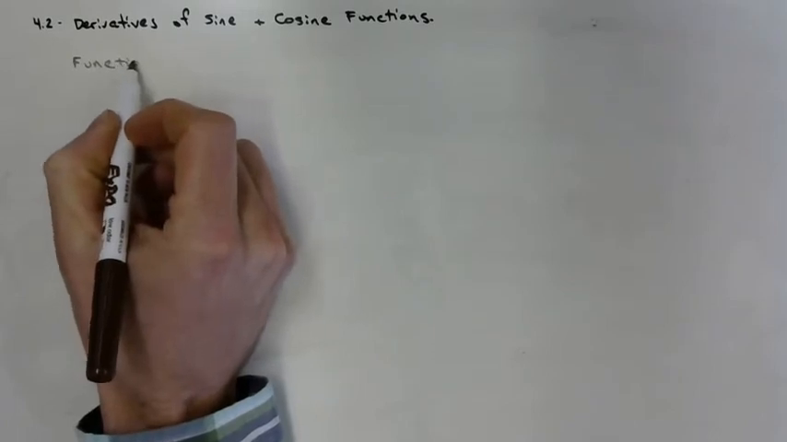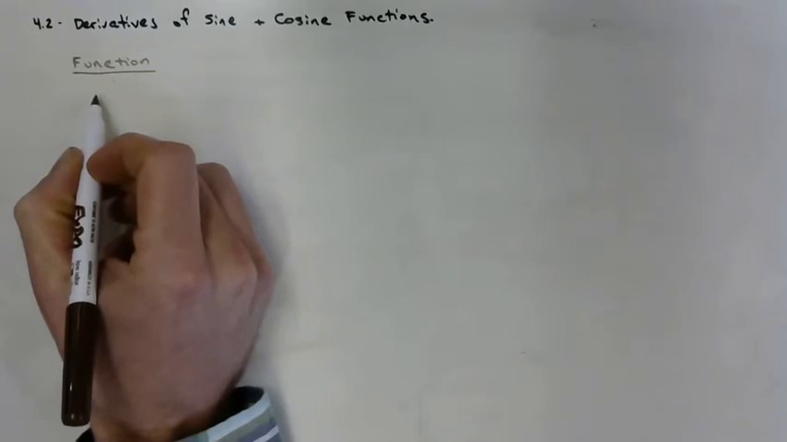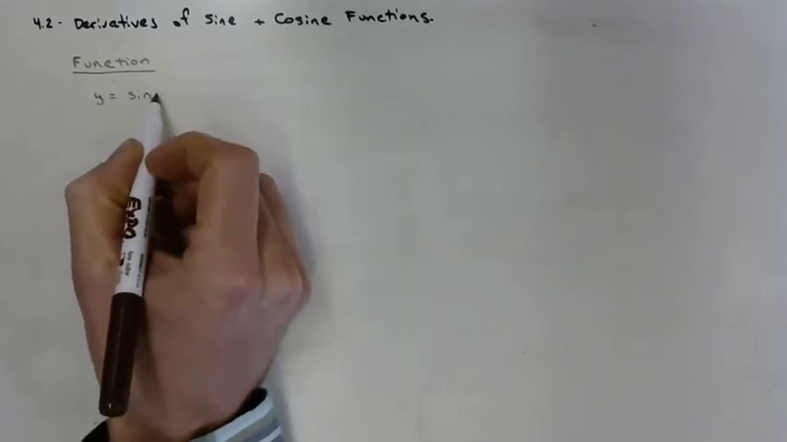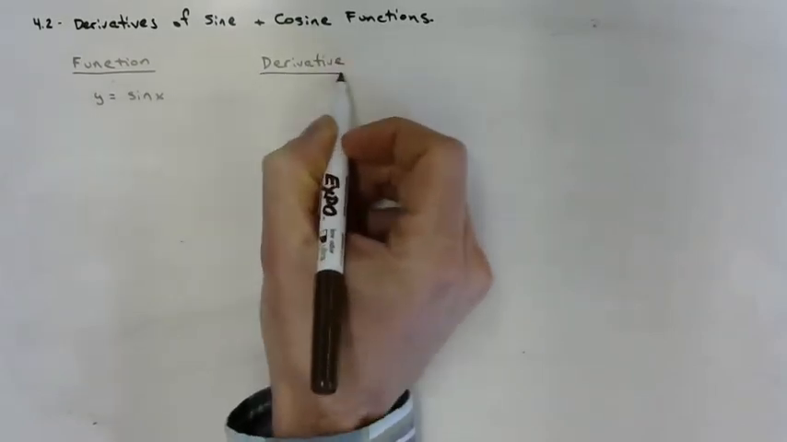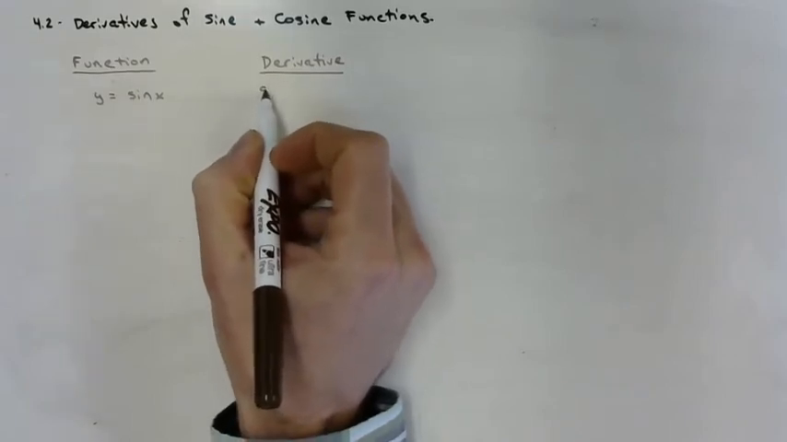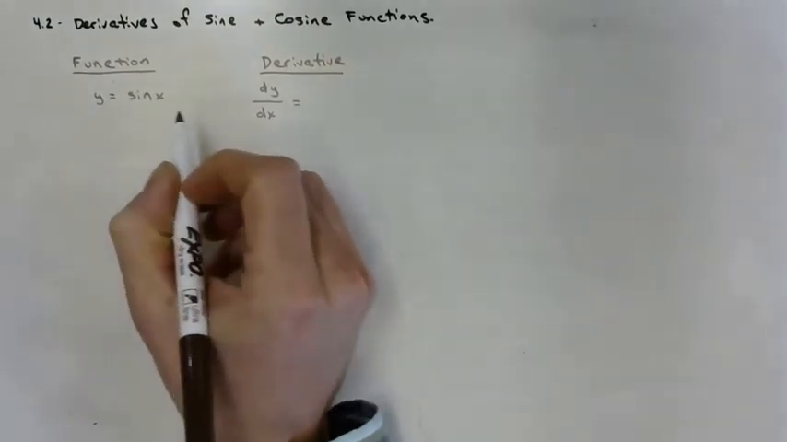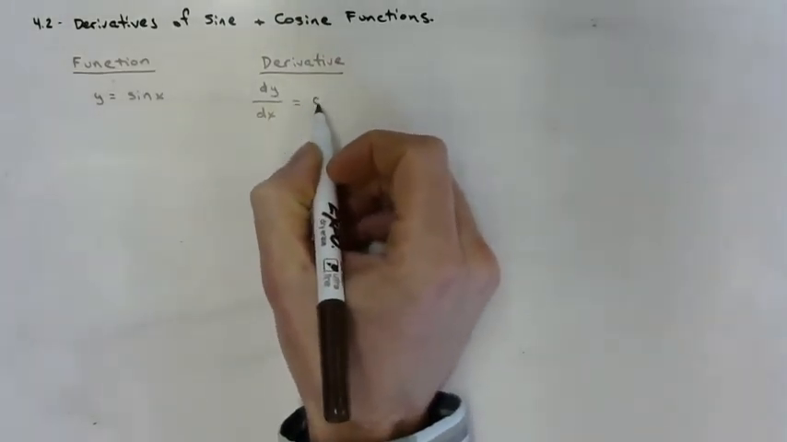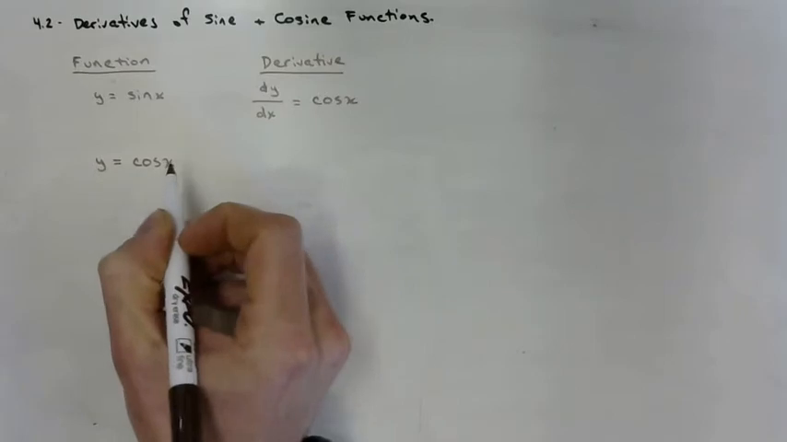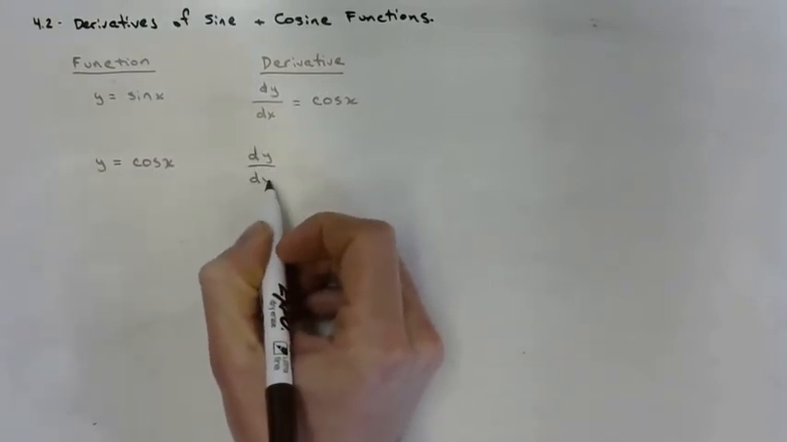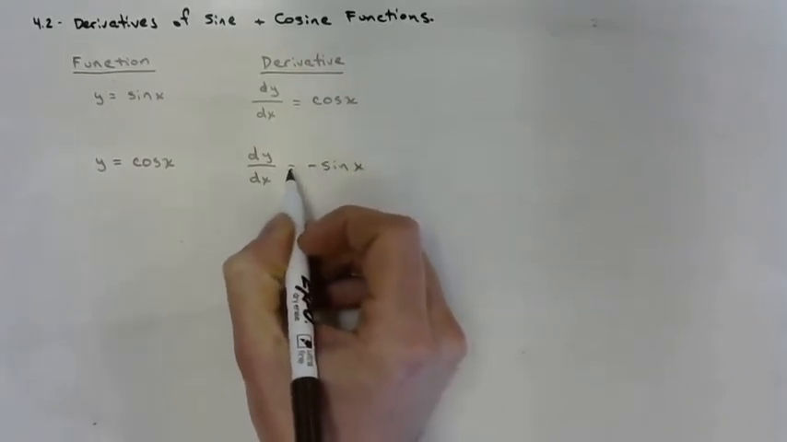At the beginning, first the function y equals sine of x, the derivative of y, dy by dx, is cosine of x, and then for y equals cosine of x, its derivative function is negative the sine of x.